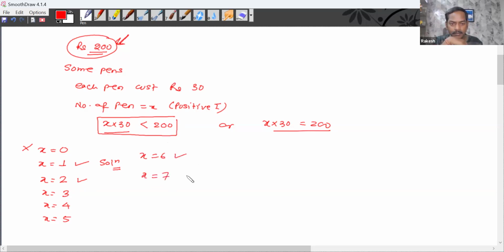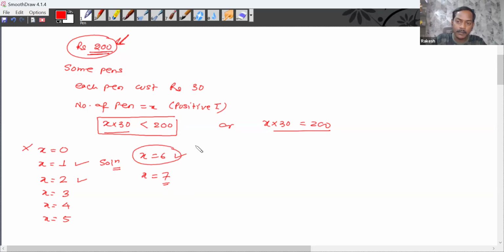But can I buy 7 pens? No. To buy 7 pens, each worth 30 rupees, I have to spend 210 rupees. But my maximum limit is what? 200 rupees. So of course, I can't buy 7 pens. At max, I can buy 6 pens, right?